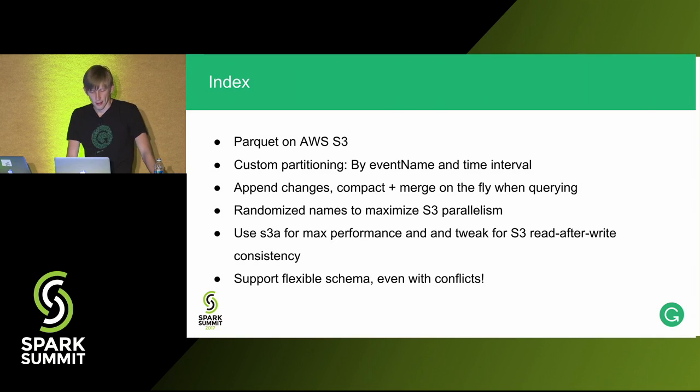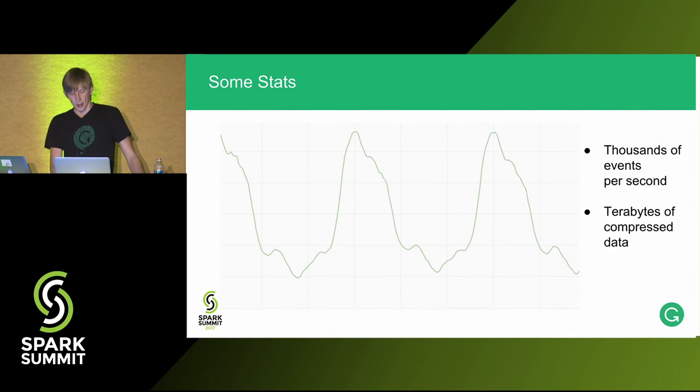And we use some tricks to make the work with AWS S3 efficient. For example, achieve the read after write consistency, or randomize names to maximize parallelism. And a few stats, we have thousands of events per second as of now, and several terabytes of compressed data accumulated so far. Probably it's not the scale of these huge companies yet, but we are slowly getting there.